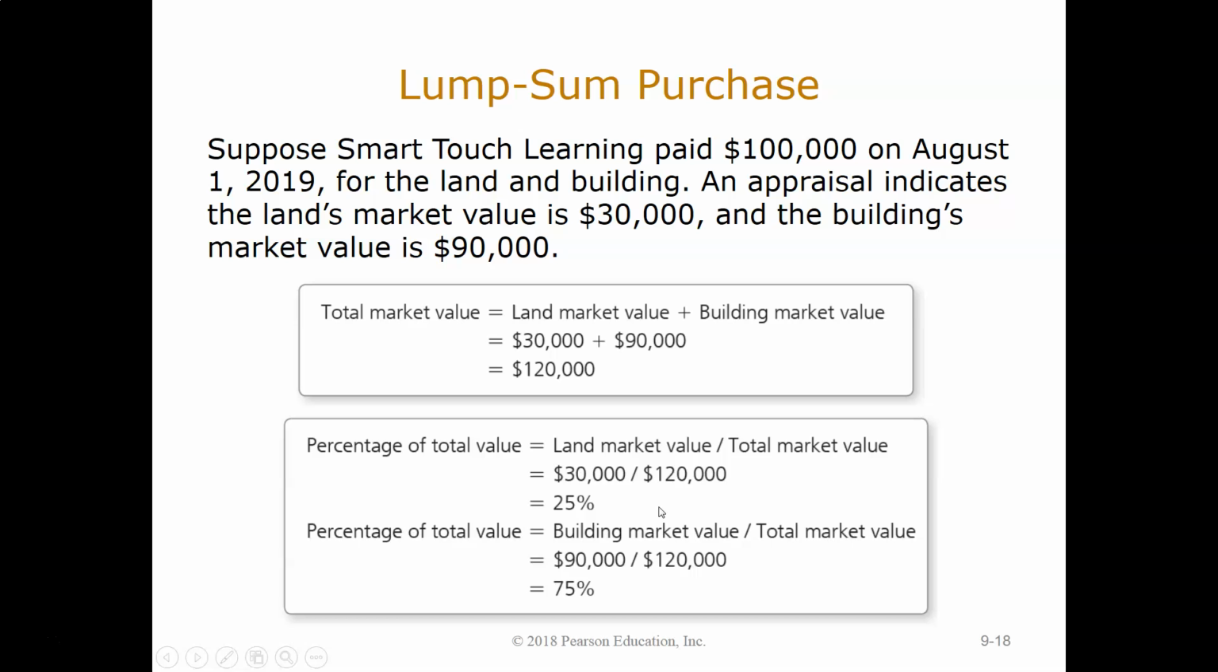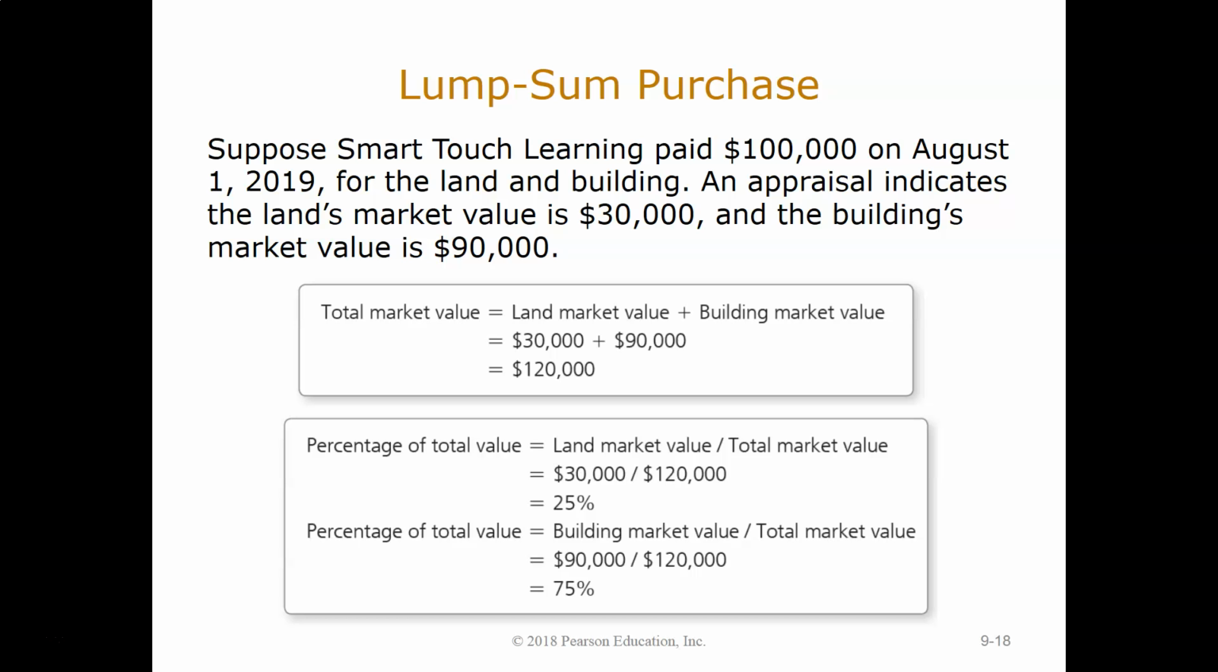Okay, here's an example. Smart Touch Learning paid $100,000 on August 1, 2019 for the land and building. An appraisal indicates the land's market value is $30,000 and the building's market value is $90,000. So two assets, a building and land, they're paying $100,000 for both, even though if you took their individual values, that would add up to $120,000. So how do I split that $100,000?